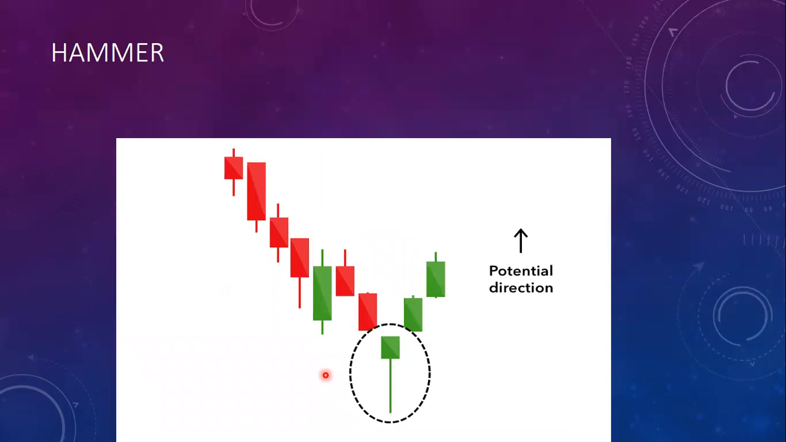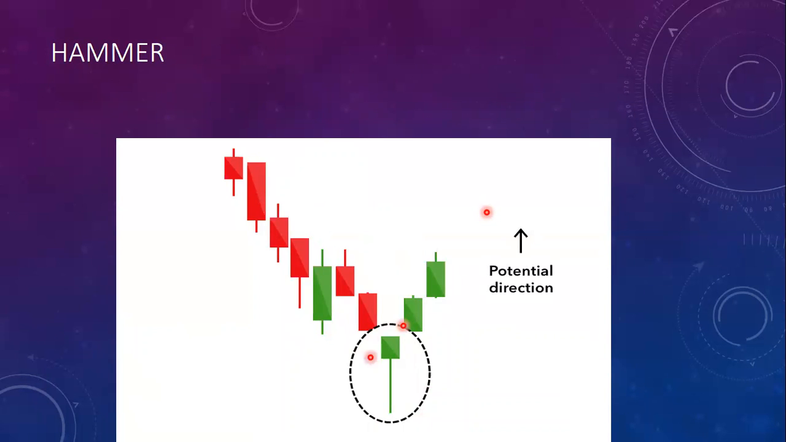And the fourth kind is a hammer. This candle is called a hammer, and it looks like a hammer. The hammer is also a changing of price, from down to up. It's the opposite of the hanging man. As you see, the price is going down, and then a hammer happens. It's a signal for us that the market or the price will change and now will go up.